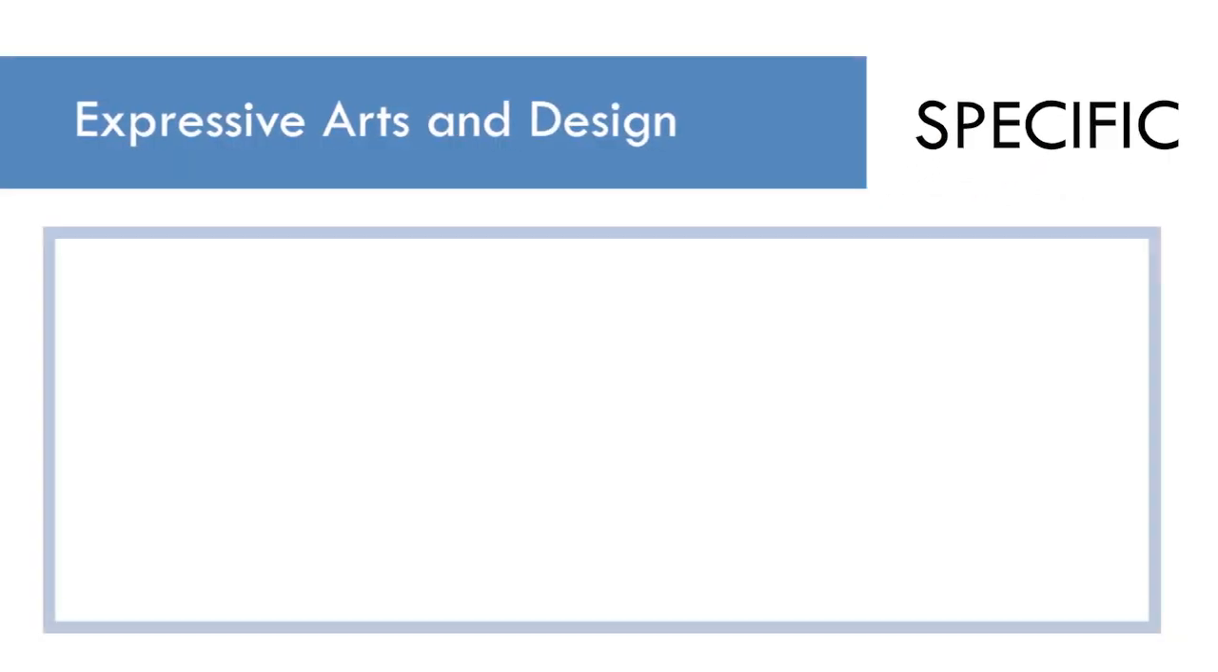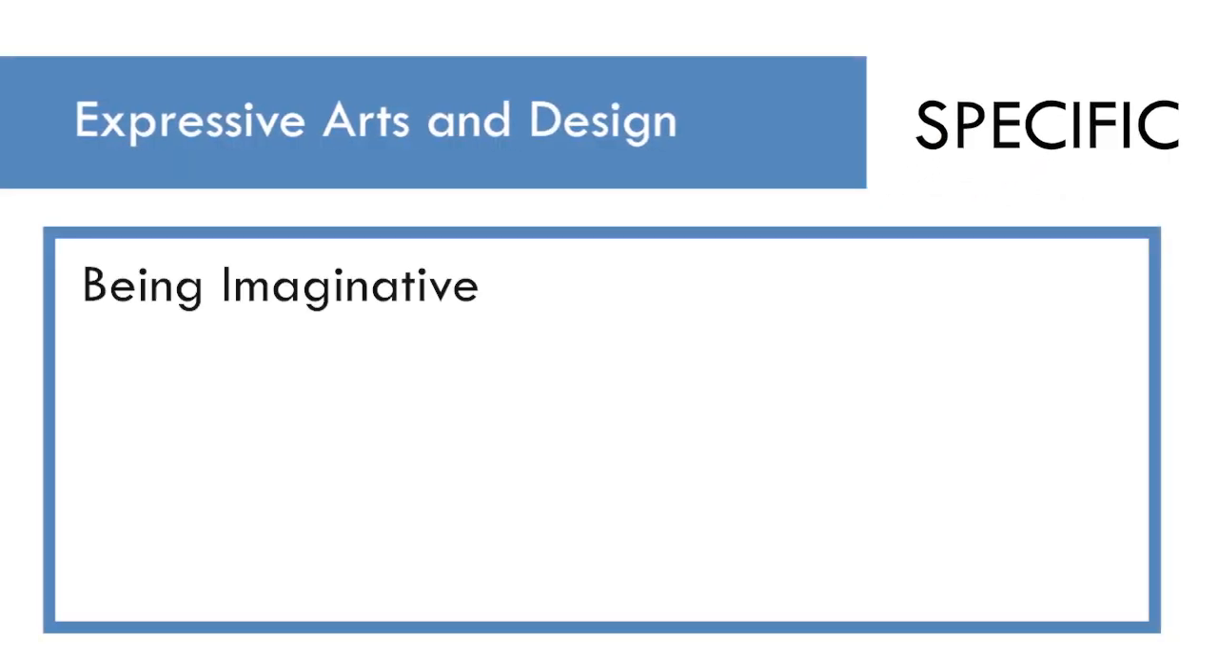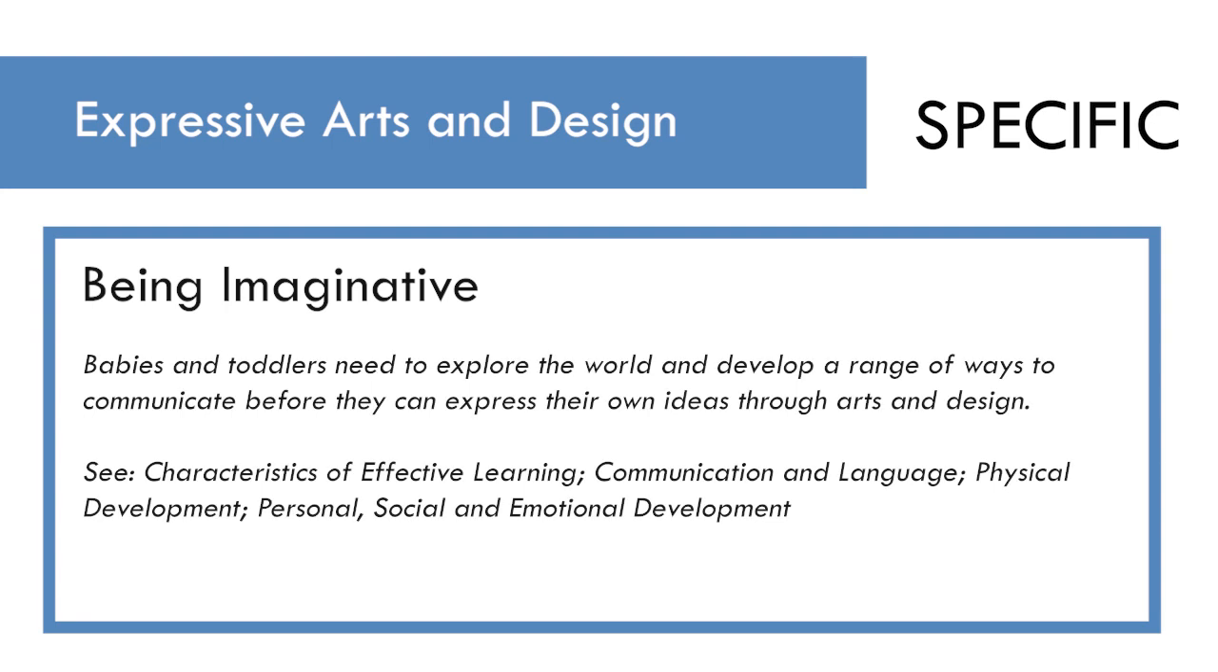Expressive arts and design. Being imaginative. So here we don't have any descriptors for this age group. Instead, we look at communication and language, physical development, and personal, social and emotional development. We also focus on the characteristics of effective learning.